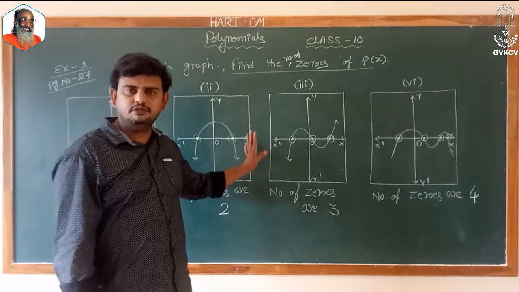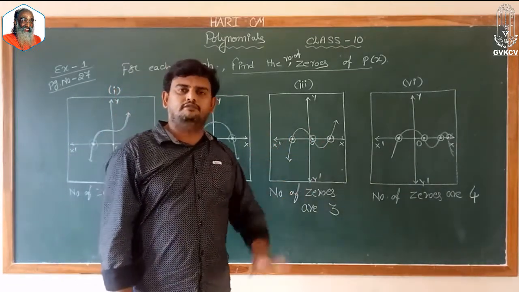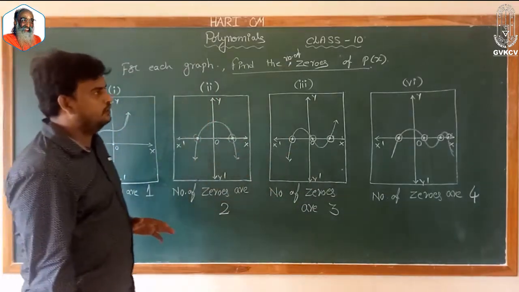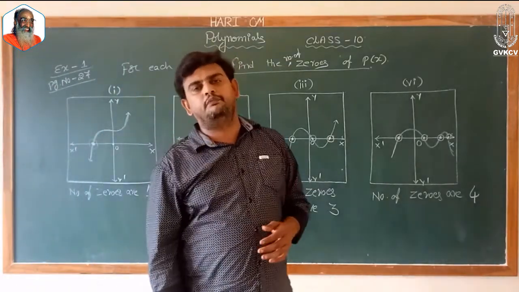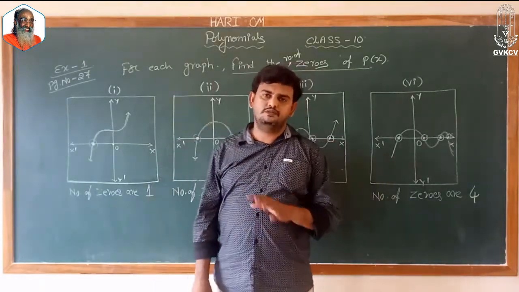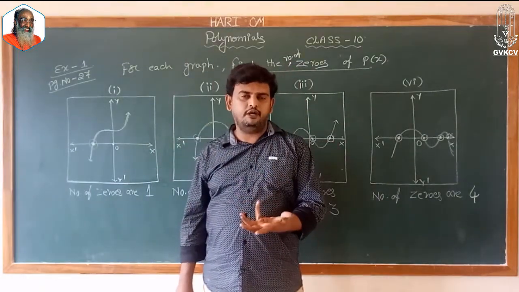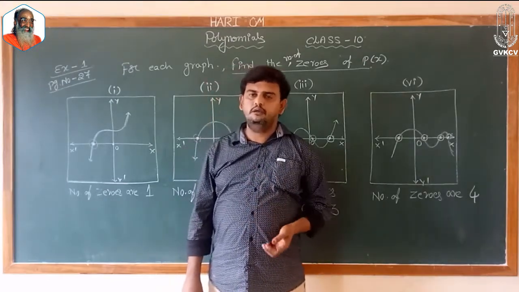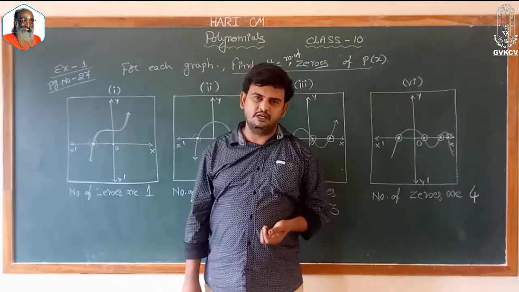Finding the number of zeros by using the graph. So based on this example, you have exercise 1. In that exercise 1 also, you have 6 graphs and you need to find how many zeros are there. That you can try on your own, you can finish it very easily.